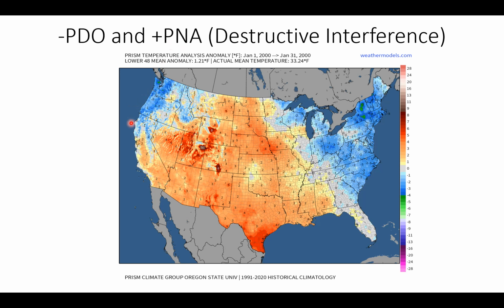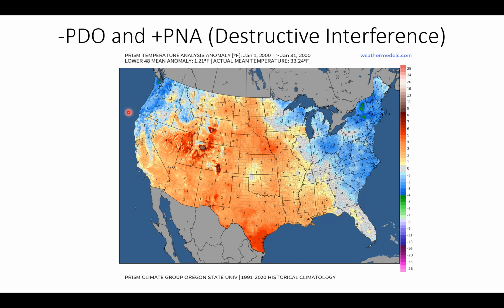We should see, with a positive PNA pattern, ridging over the western U.S. Okay, so that might explain why we're seeing these above normal, 5 to 7 degrees Fahrenheit above normal values for the mean temperature anomalies across Nevada, Utah, as well as parts of Colorado and Wyoming. All right, with a positive PNA, we'd also expect colder than normal temperatures and upper troughing across the east. We're seeing that in January of 2000, rather. We're seeing those below normal temperatures in the eastern U.S. associated with a ridge over the west and a trough over the east.